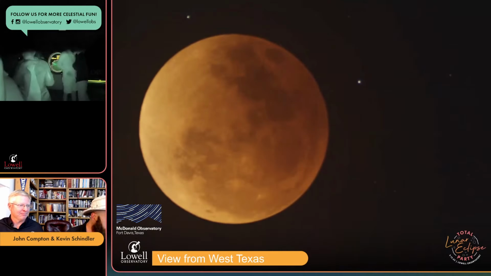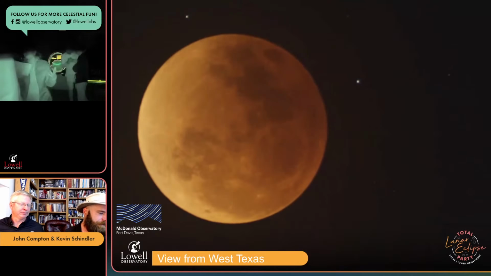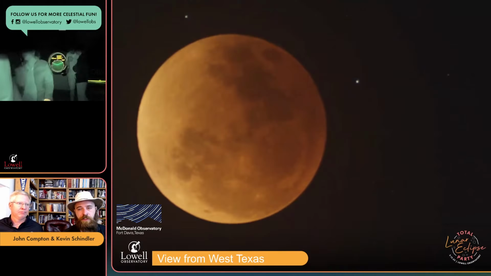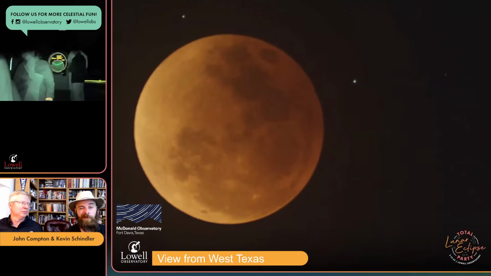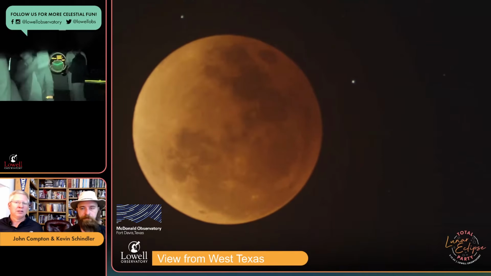Let's see, another question. The view looks a little bit different from West Texas, especially coloration. Is it the difference in the telescopes? It's probably a difference in the telescopes and the imaging software that we're using, but also different altitudes, different clouds, different amounts of atmosphere can also affect the coloration. But it's probably due to whatever imaging software we're each individually using.